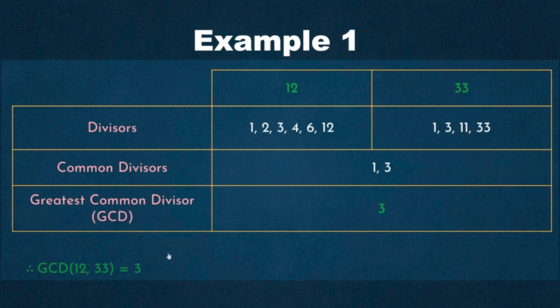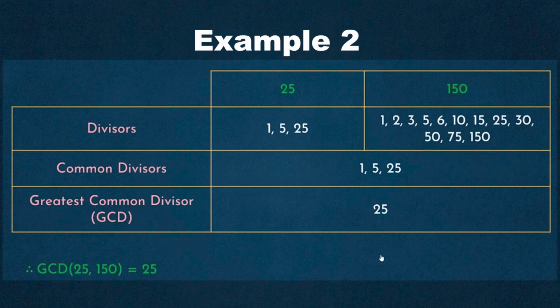In case of 33 also, 1 and 33 are divisors by default, and for the rest you can go till half, which is 16. You can check from 1 to half, and you can use a for loop also. So what are the divisors? 1, 2, 3, 4, 6, 12 and 1, 3, 11, 33. What are the common divisors? That is 1 and 3. And which is the greatest among the common divisors? That is 3. So GCD of 12 and 33 is 3.